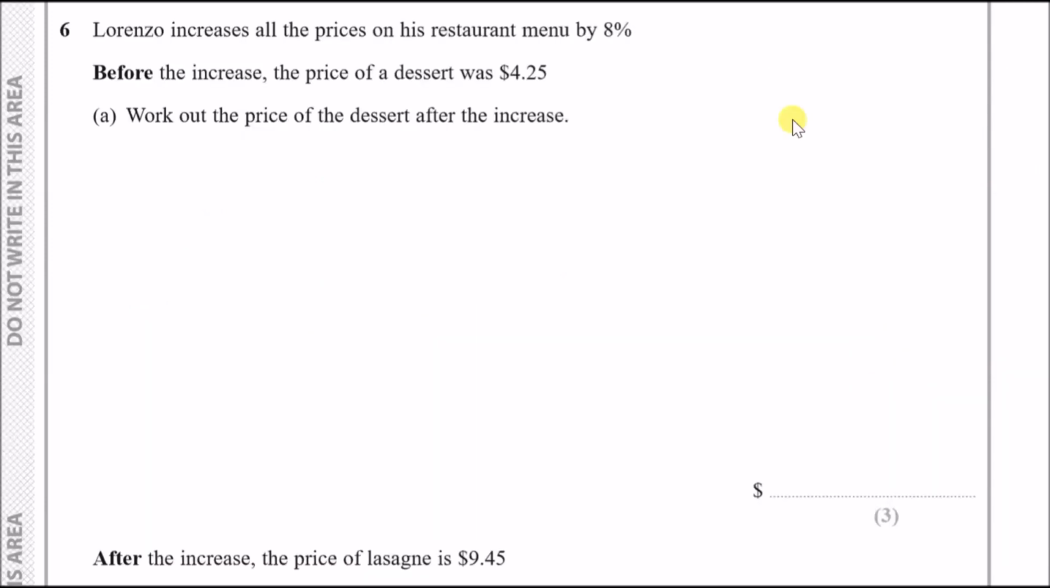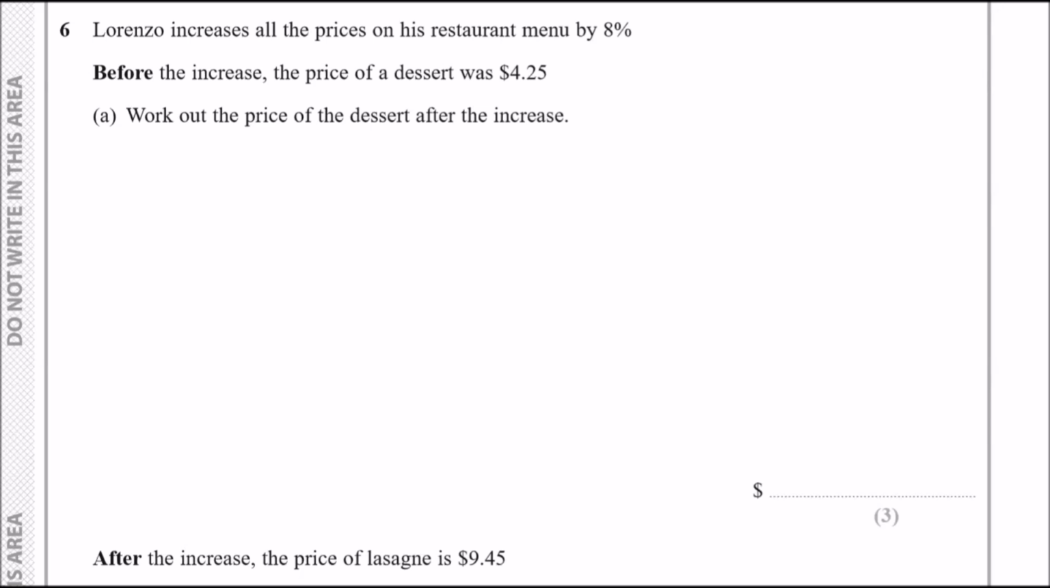Alright, number 6. So Lorenzo increases all the prices on his restaurant menu by 8%. So let's keep that in mind. Before the increase, so the original value, the price of a dessert was $4.25. Work out the price for dessert after the increase. In other words, work out the new value.